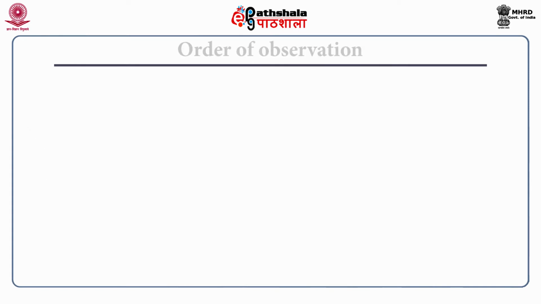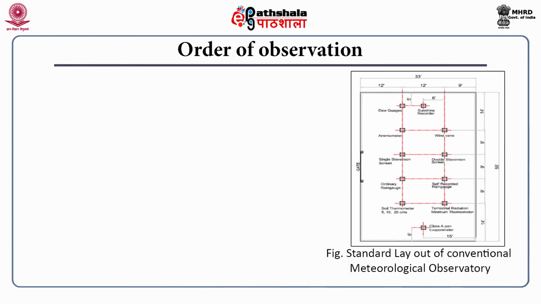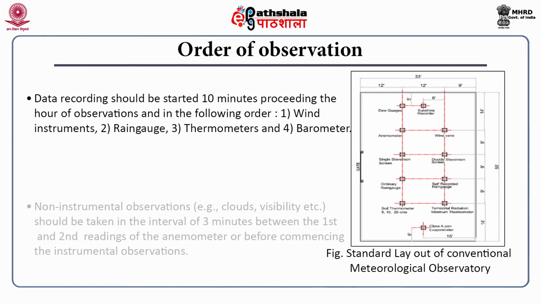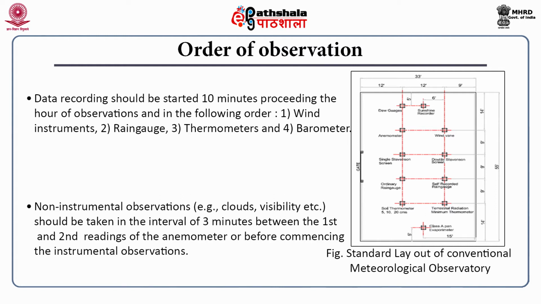Then in which order should the observations be taken? Data recording should be started 10 minutes preceding the hour of observations and in the following order. First comes wind instruments, then rain gauge, then thermometers and then barometers. Non-instrumental observations like clouds, visibility, etc. should be taken in the interval of 3 minutes between first and second reading of the anemometer, or else they can be taken before commencing the instrumental observations.